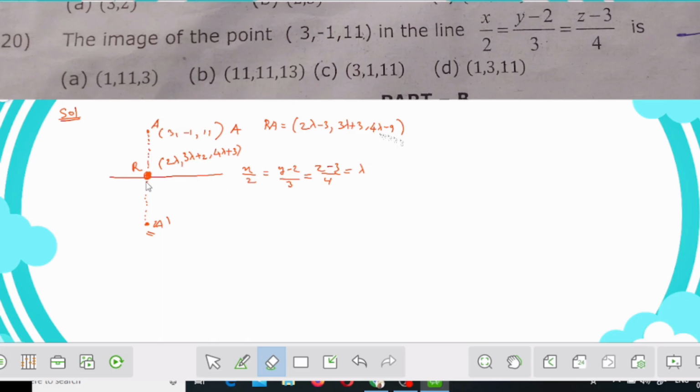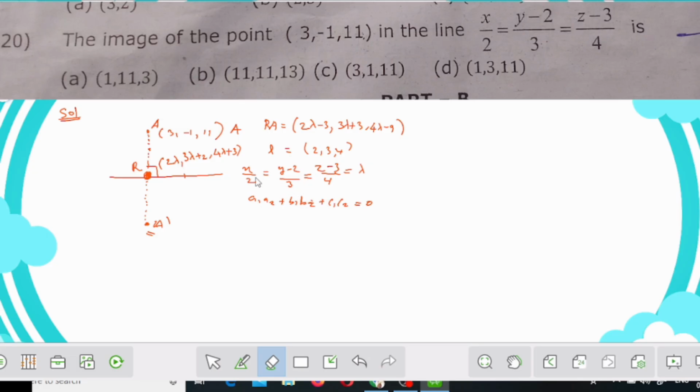And what about the direction ratios of the given straight line? The direction ratios of the given straight line are 2, 3, 4. Look at the picture. These two straight lines are perpendicular. So whenever two lines are perpendicular, with direction ratios a1 b1 c1 and a2 b2 c2, the condition will be a1 a2 plus b1 b2 plus c1 c2 equal to 0. This is the condition for perpendicularity by using the direction ratios.